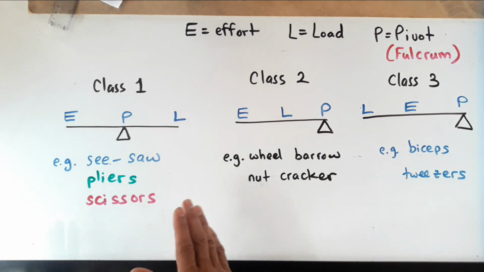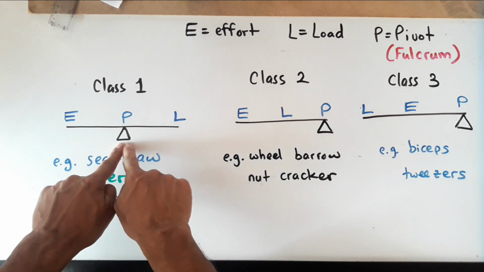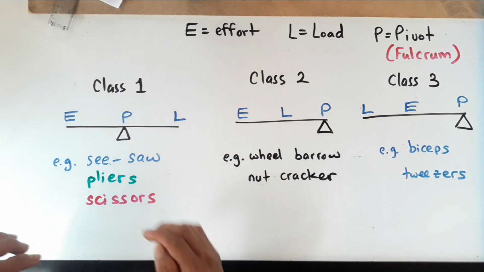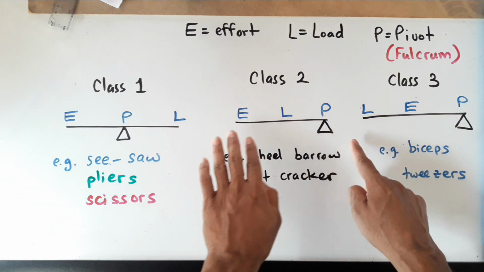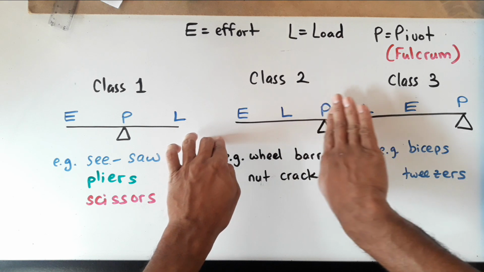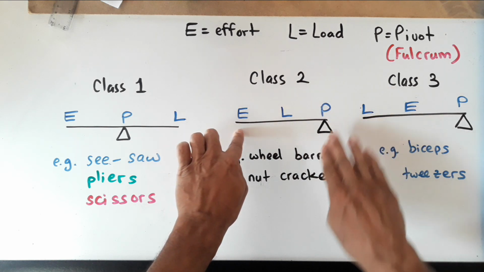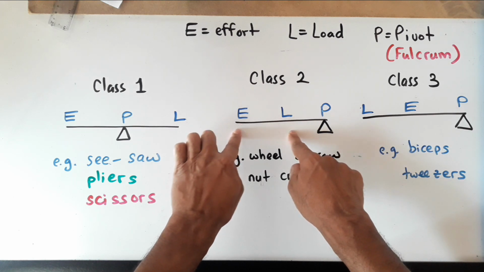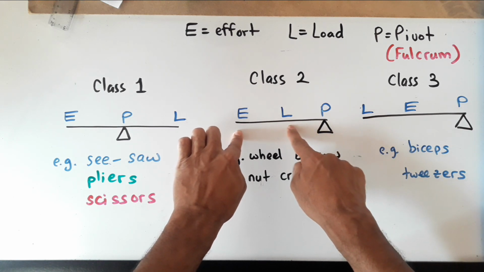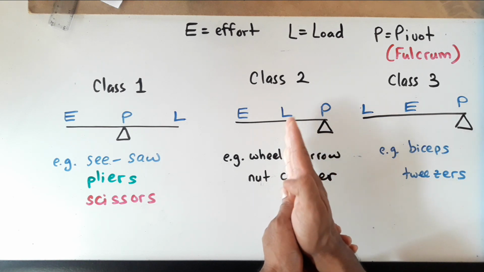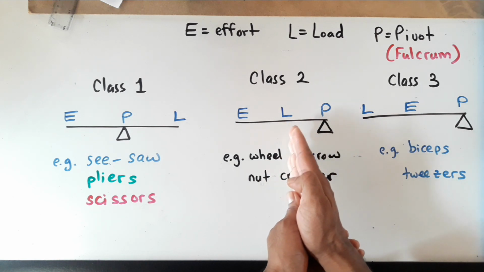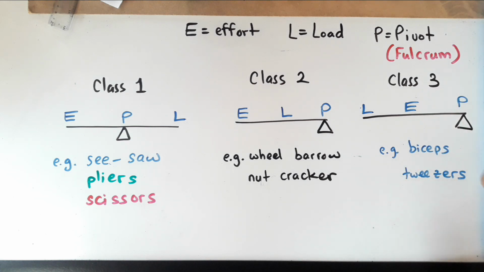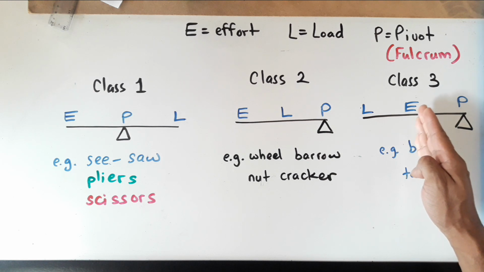In a class 1 lever, the pivot is in the middle. The effort and the load are on either side. Okay? So for class 2, the pivot is to the end, and the effort and the load are elsewhere, but the effort comes first and the load comes second. In other words, the load is the one in the middle. Okay? And in class 3, the pivot is to the end, right? And the effort is the one in the middle this time.